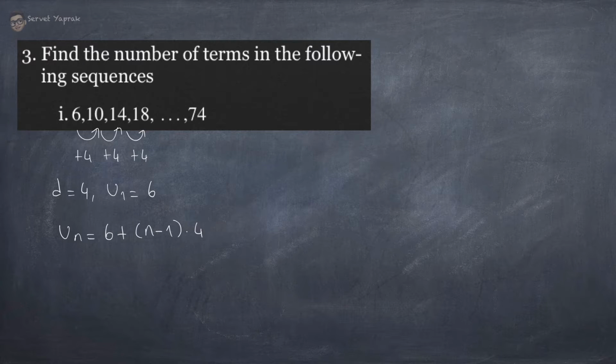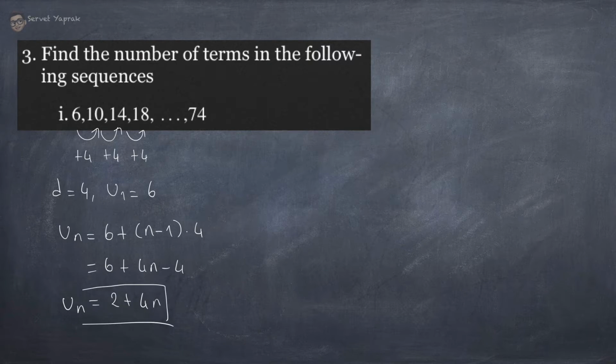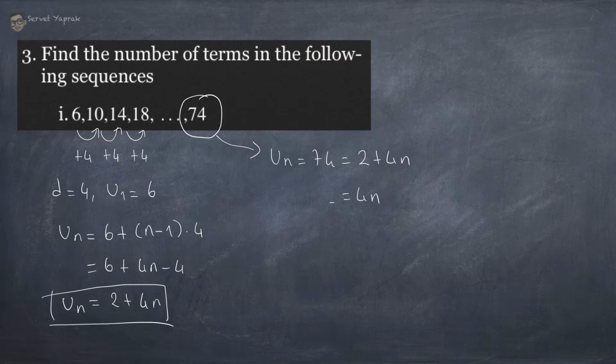We need to use the general term. So what is the general term? un equals 6 plus n minus 1 times 4. If we simplify this formula, 6 plus 4n minus 4, the general term becomes 2 plus 4n. So, which term is 74? That's the question. So 74 is actually our un. un equals 74, which is also equal to 2 plus 4n. Again, we are trying to find which term is 74. 72 equals 4n, n equals 18, which means 74 is the 18th term.